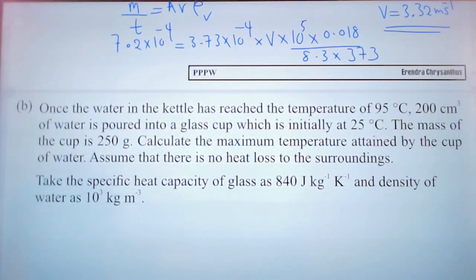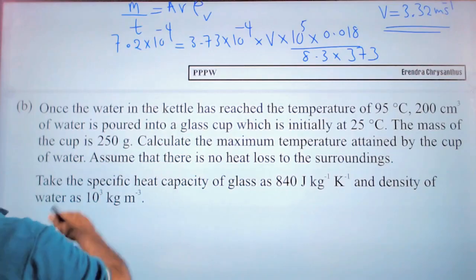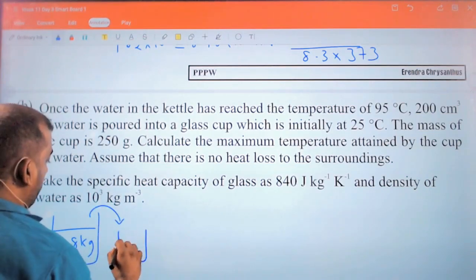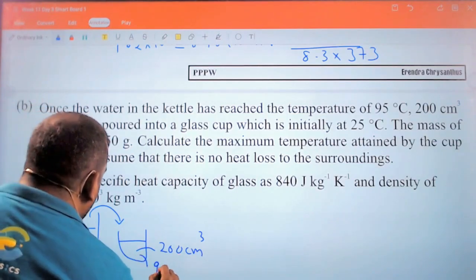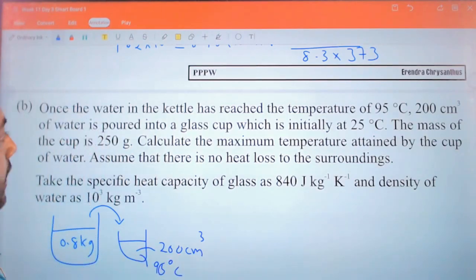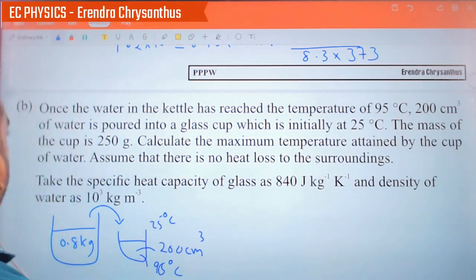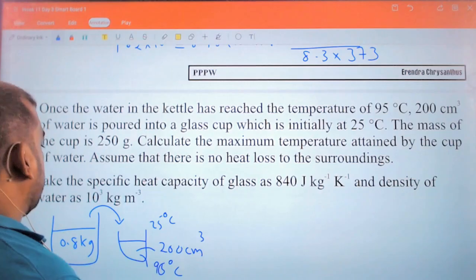Once the water in the kettle has reached the temperature 95, 200 cubic centimeters of water is poured into a glass cup. Don't forget, the kettle has 0.8. 200 cubic centimeters is poured into a glass cup at 95 degrees Celsius, which initially is at 25 degrees Celsius. Mass of the cup is given. Calculate the maximum temperature attained by the cup of water. Assume that there is no heat loss to the surroundings. Specific heat capacity is given.